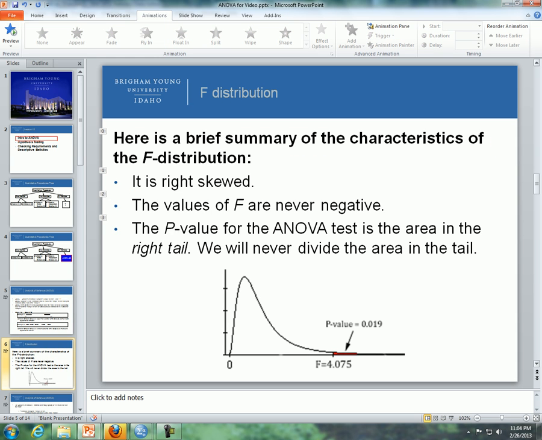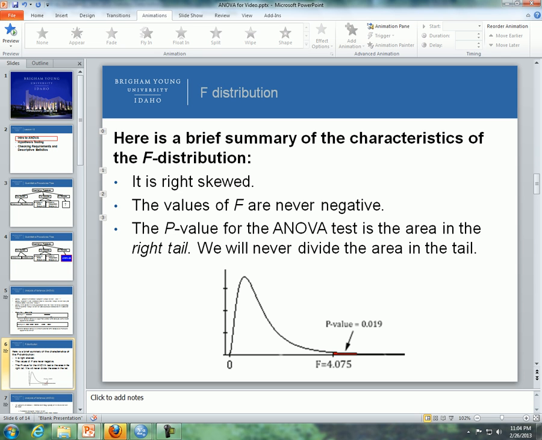Okay. So now here's a brief summary of the characteristics of an F distribution. This is the first time you've seen this. You are used to seeing a normal distribution and a t distribution. Now we're going to deal with a new distribution, which is an F distribution. An F distribution is right skewed. Unlike what you've seen before, you typically see a bell-shaped distribution. The values of F are never negative. You notice here on the graph below, the lowest it can get is 0.